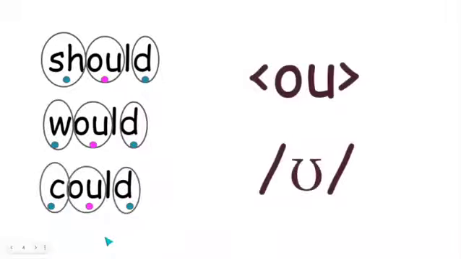Should, would, and could are the only times where the grapheme OU is going to make that sound. If you hear that sound in any other word, it is not going to be made by OU together. You'll notice that that leaves the letter L lurking in each one of those words. So what exactly is the letter L doing in should, would, and could?